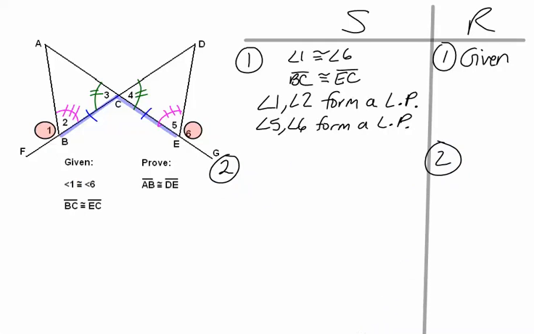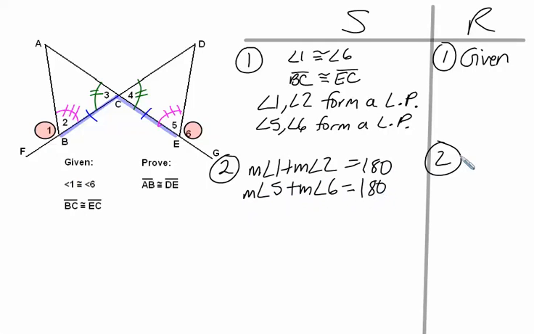So now in step 2, what are we going to do? Well, knowing that things form a linear pair means that they are going to add up to 180 degrees. A common strategy back from Unit 2. So we're going to say that each of those pair of angles add up and measure to 180 degrees, and that's the definition of a linear pair.